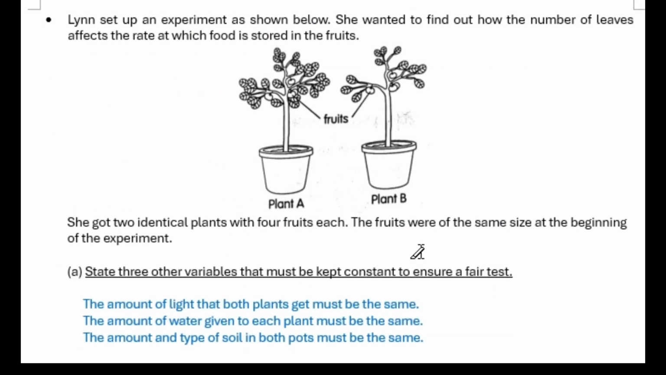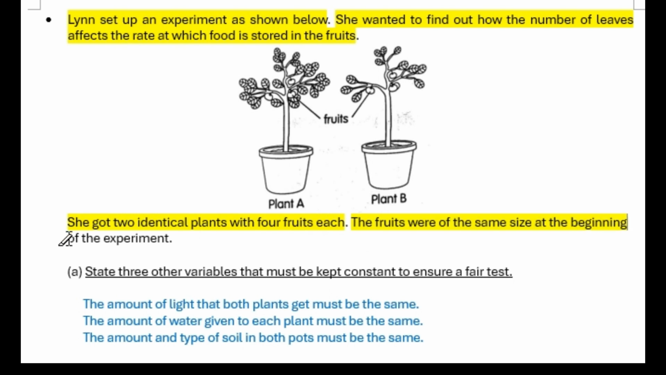Lynn set up an experiment as shown below. She wanted to find out how the number of leaves affects the rate at which food is stored in the fruits. She got 2 identical plants with 4 fruits each. The fruits were of the same size at the beginning of the experiment. State 3 other variables that must be kept constant to ensure a fair test.